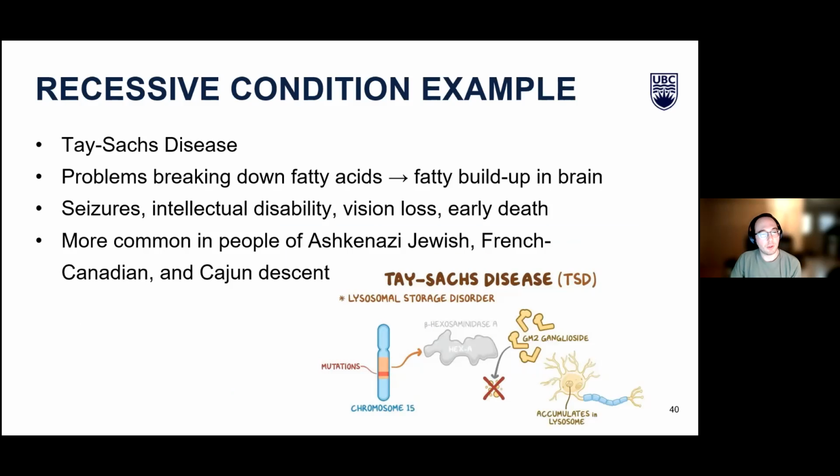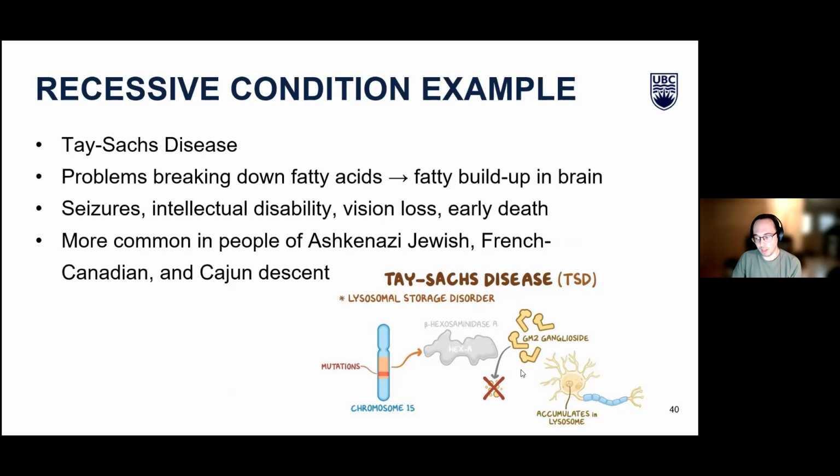Another example that I'll briefly talk about is Tay-Sachs disease. So Tay-Sachs disease is where there's a problem with breaking down fatty acids. So there's a specific enzyme that is not working properly. So this diagram at the bottom here is just showing that there's a mutation with this gene called the HEXA gene that makes this enzyme called the HEXA enzyme.